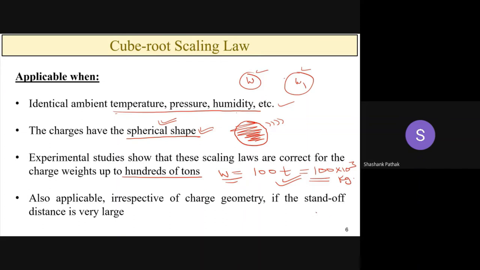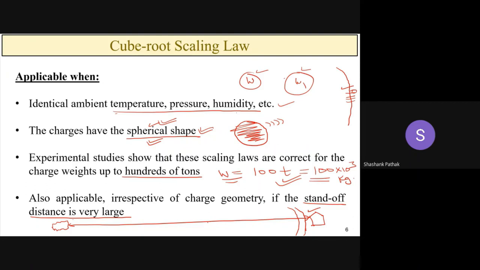For example, the building is here and your charge is some other shape which is non-spherical. But if it is very far from the building, then by the time the waves reach the building, they will be almost plane waves. Even if the charge is not spherical, at a very far location it will be like plane waves for the structure. So here also plane wave, here also plane wave. So we can use the assumption of spherical shape if the standoff distance is very, very large compared to the structure. In all those conditions, these cube root scaling laws are applicable.